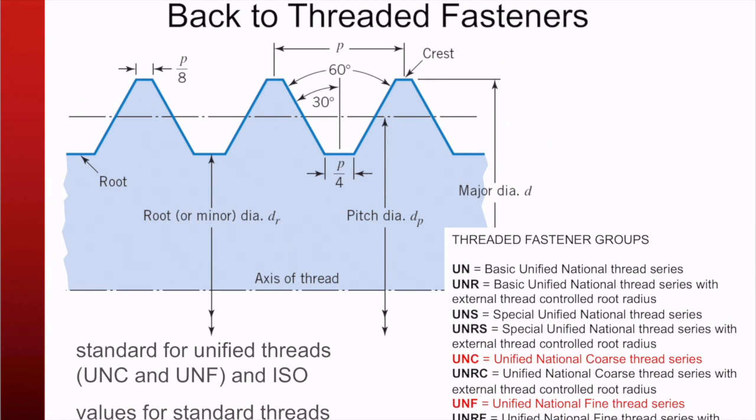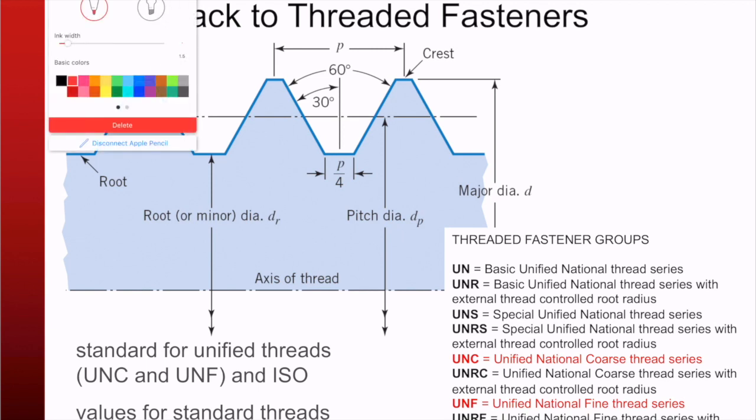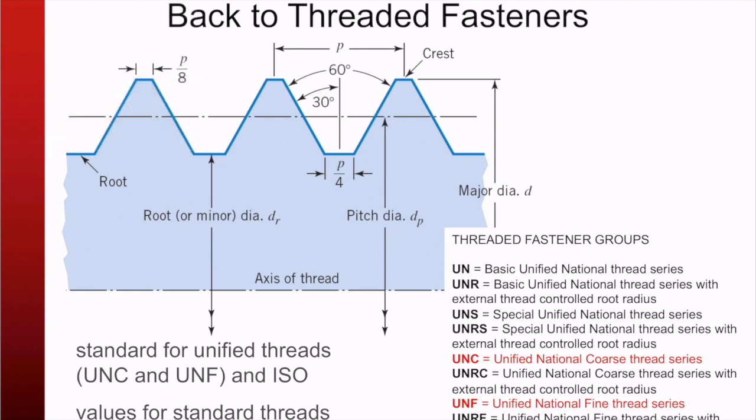So back to threaded fasteners. The threads in fasteners are typically very standard. Standards are important. There's the Unified National Coarse and Unified National Fine threads. These are probably the two most common ones you'll see at the hardware store. So, for instance, this would be the ubiquitous quarter 20, and then the fine version of the same thing would be quarter 28. How do I know that? Just a lot of time in the hardware store buying stuff.